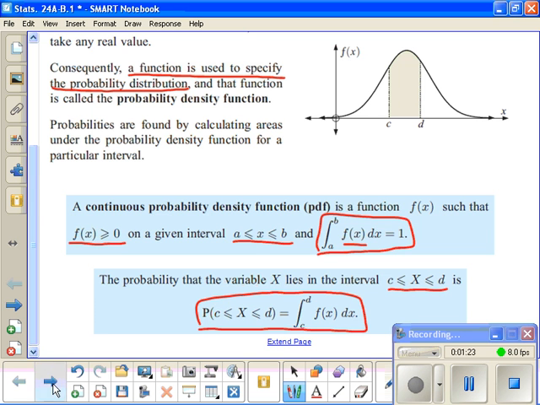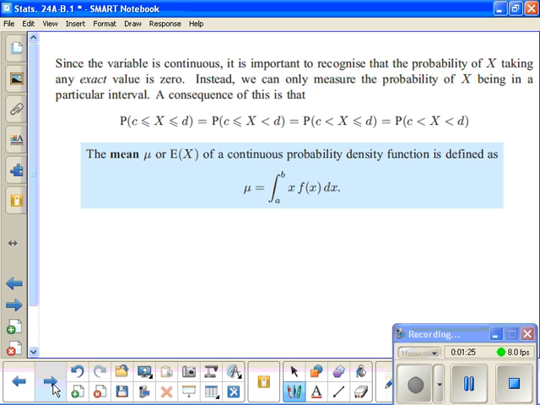All right, so going on. Since the variable is continuous, we can recognize that the probability of x being any exact value is 0. Instead, we can only measure the probability of x being in a particular interval. So we identify it over a particular interval, whatever that interval might be.